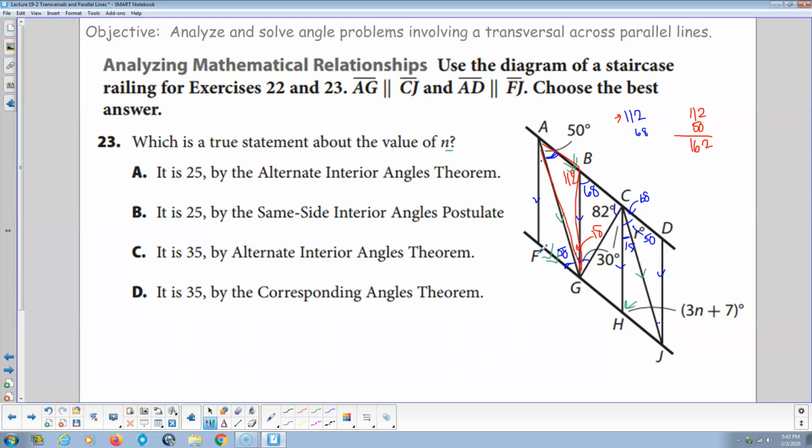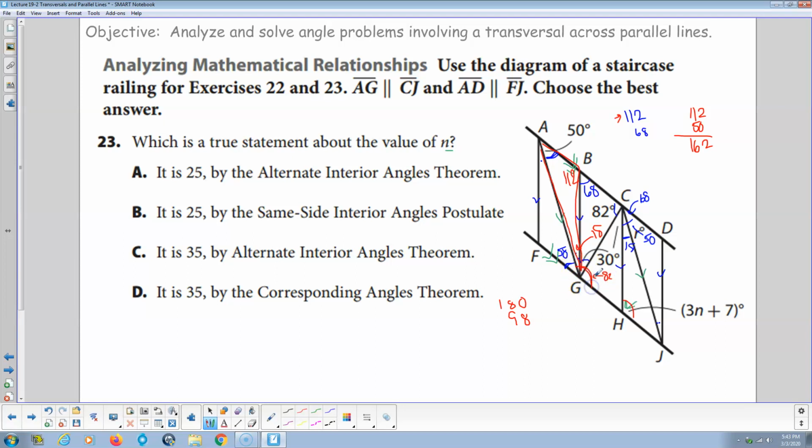Okay. So, we're looking for the value of n. I know. So this big angle here should be the same as that. So those big angles are the same. So this is 50, 18, and 30, so we can figure out what this guy is. So 50 and 30 is 80, and 18 is 98. So we go 180 minus 98, so 180 minus 100 would be 80, plus 2 more, so this is 82.